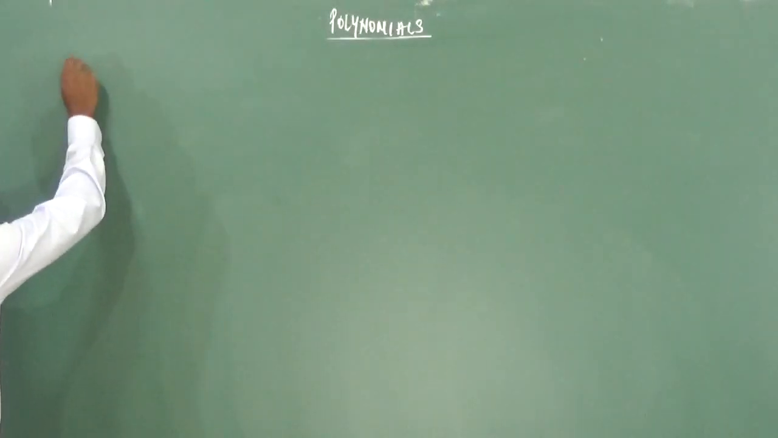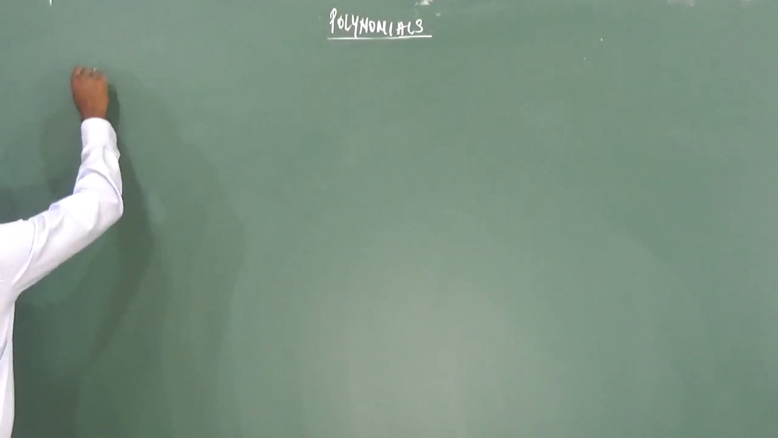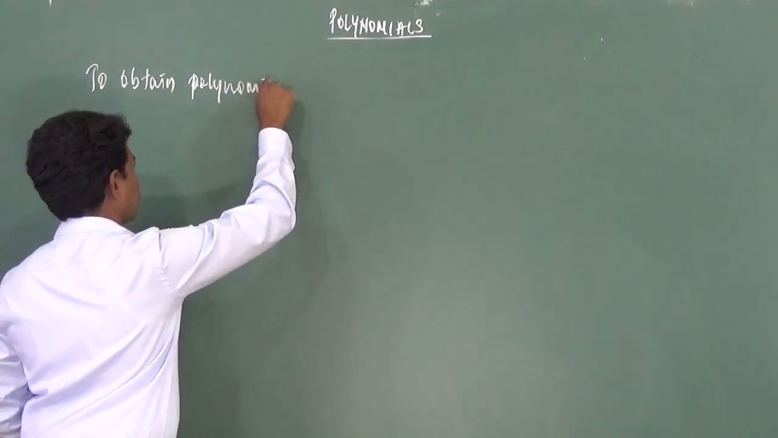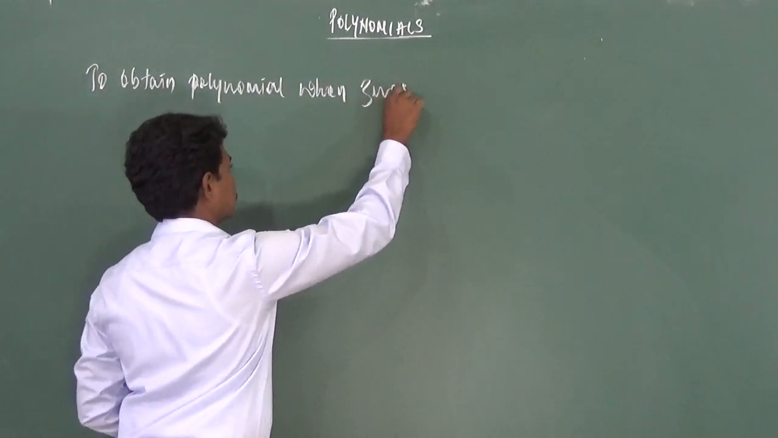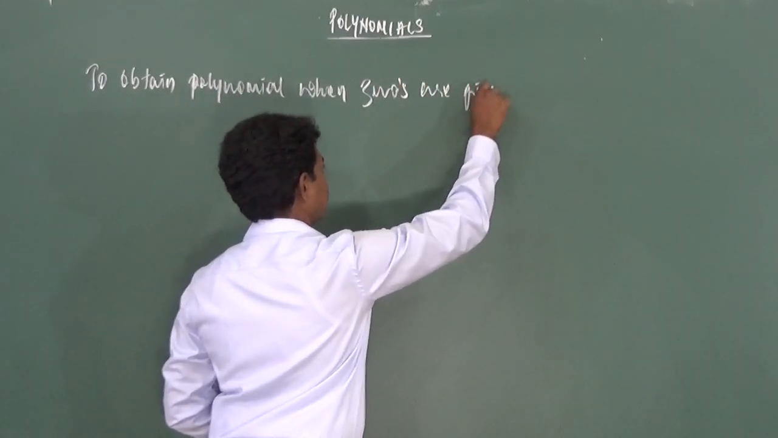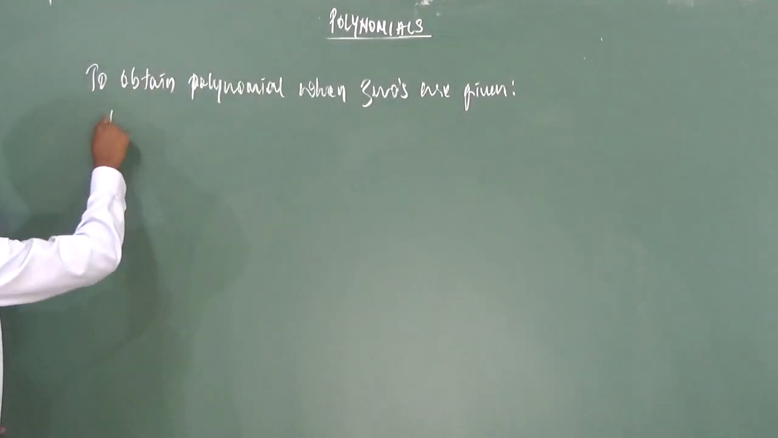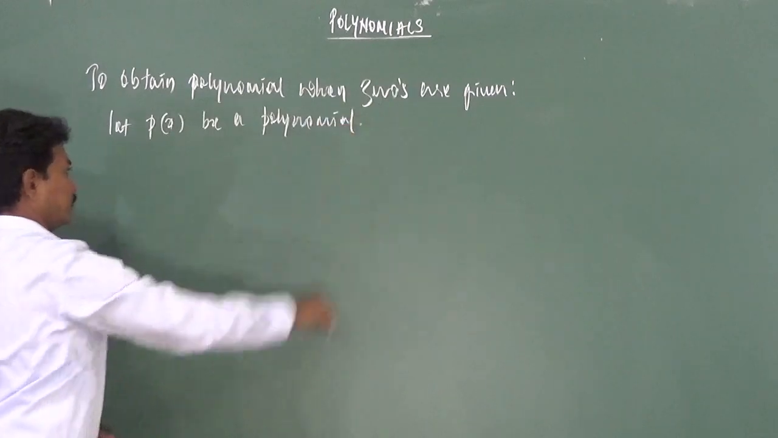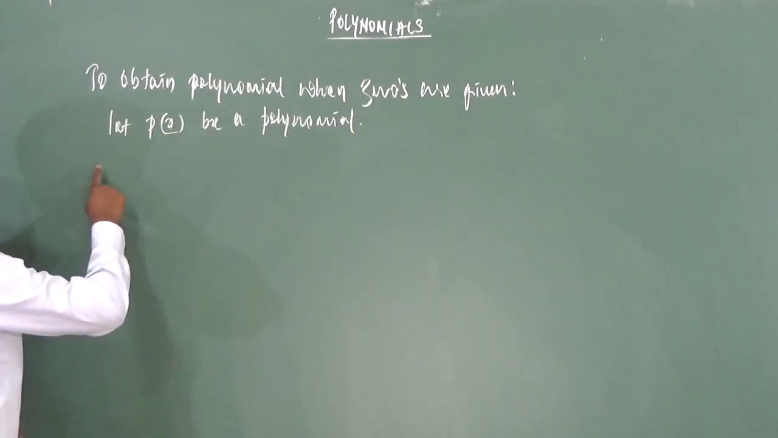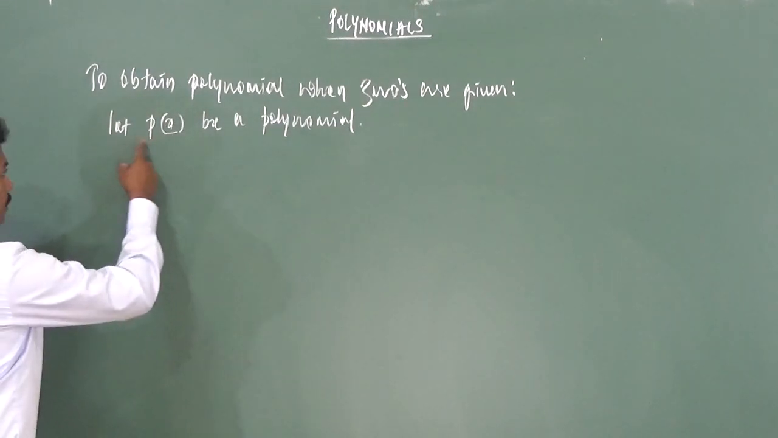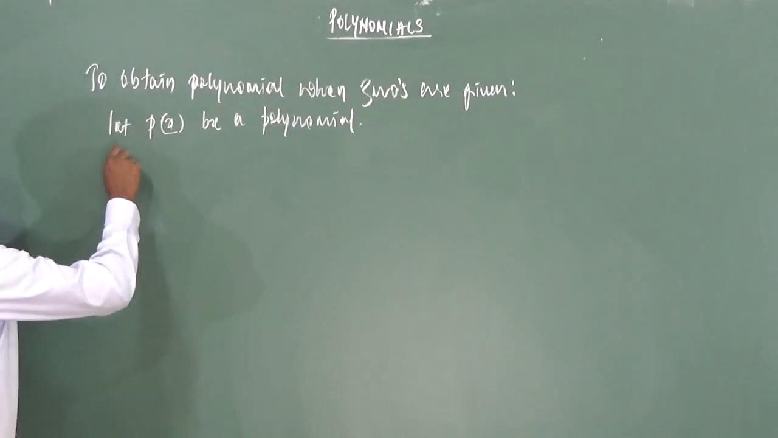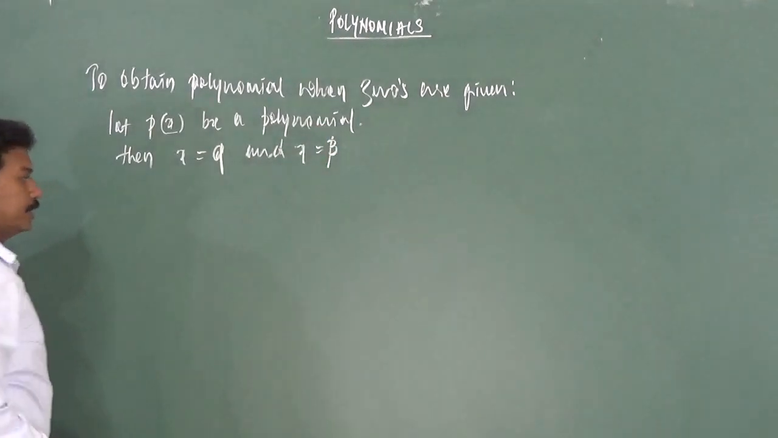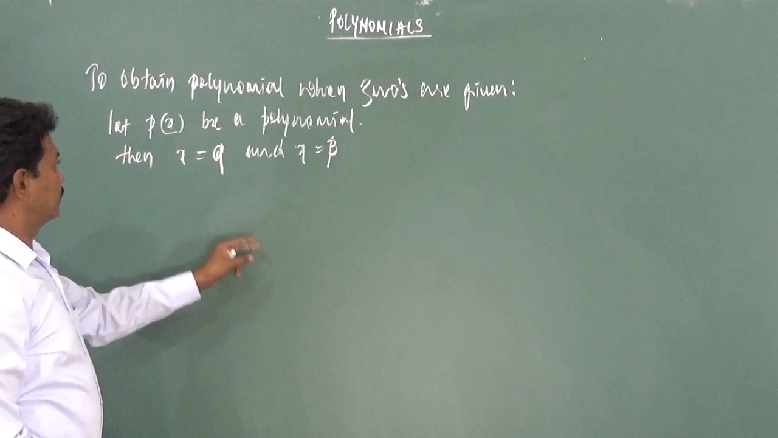Now, to obtain a polynomial when zeros are given. Okay? So let P of x be a polynomial. When x is the variable in that, we will consider this as a quadratic polynomial particularly. So let P of x be a polynomial of degree 2. Then x is equal to alpha and x is equal to beta, we are going to get two zeros of P of x when you factorize this.